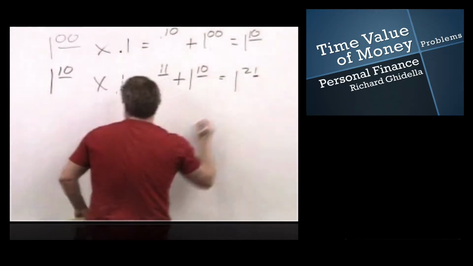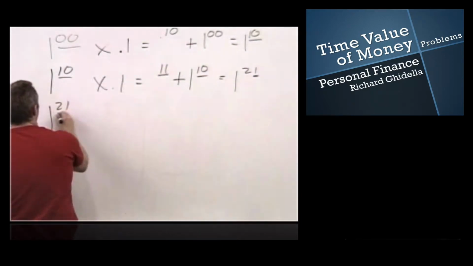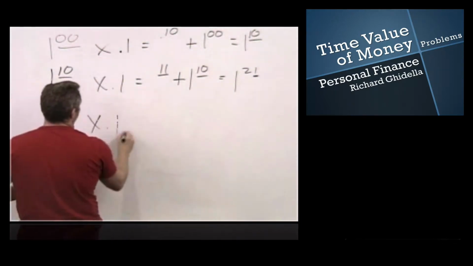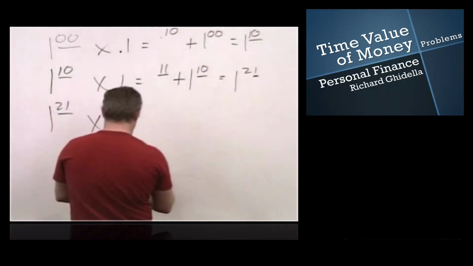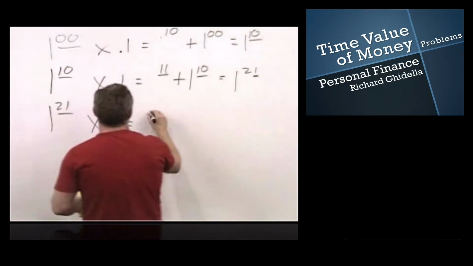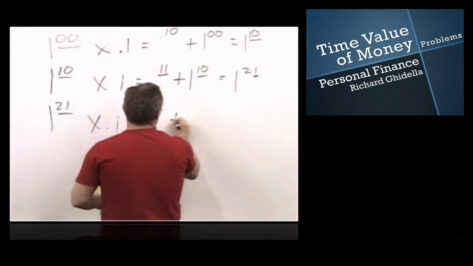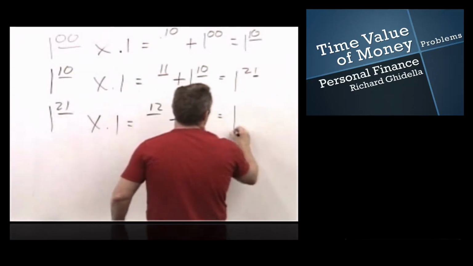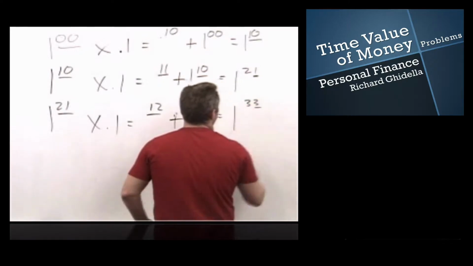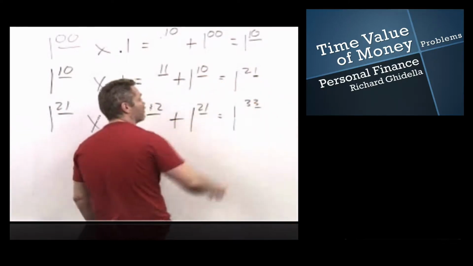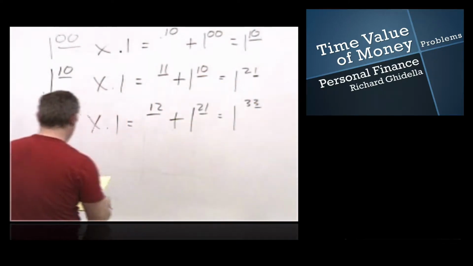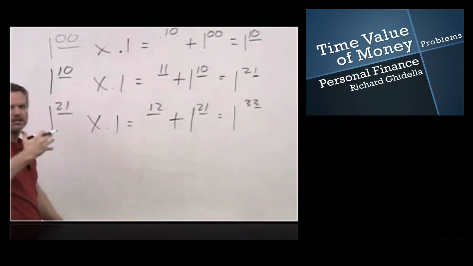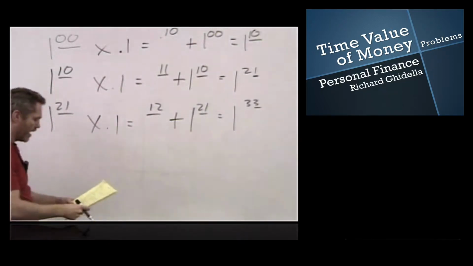So then I'm going to take this $1.21 times 0.1 equals 12 cents plus our $1.21 back equals $1.33. Now instead of having just one extra penny, we have 3. And believe it or not, it really starts to take off much faster than you could imagine.